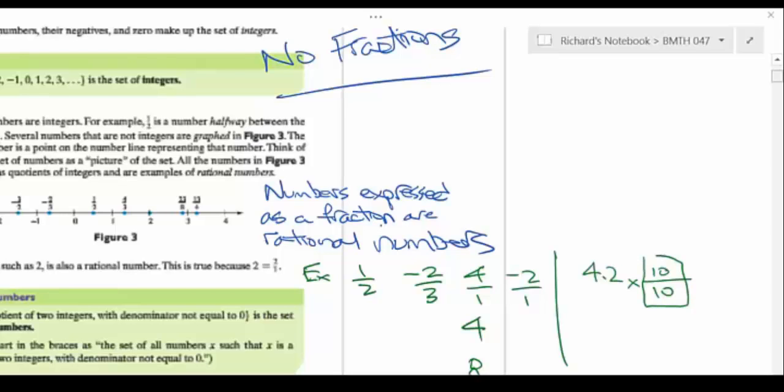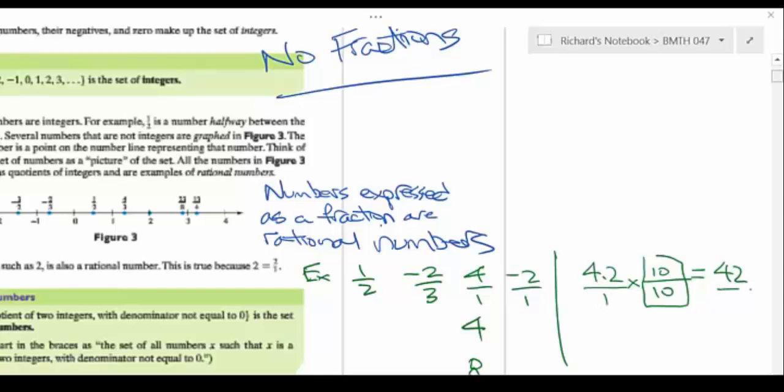Anything divided by itself is 1, so I haven't really changed anything. I'm multiplying 4.2 by effectively 1. All I'm doing here is modifying this decimal and converting it to a fraction. Let's see what happens. Remember, I said any number can be written as itself divided by 1. So 4.2 times 10 is 42.